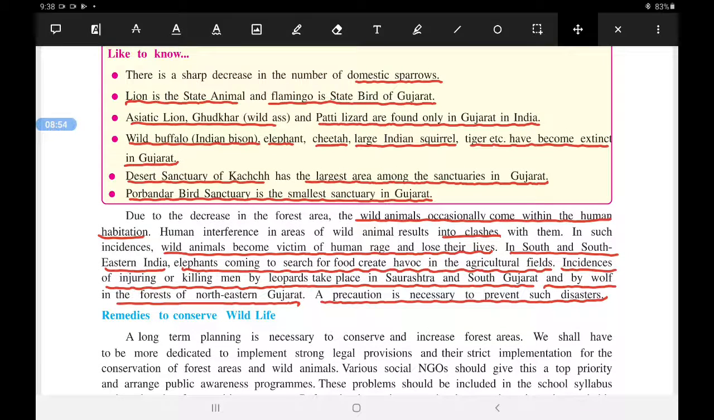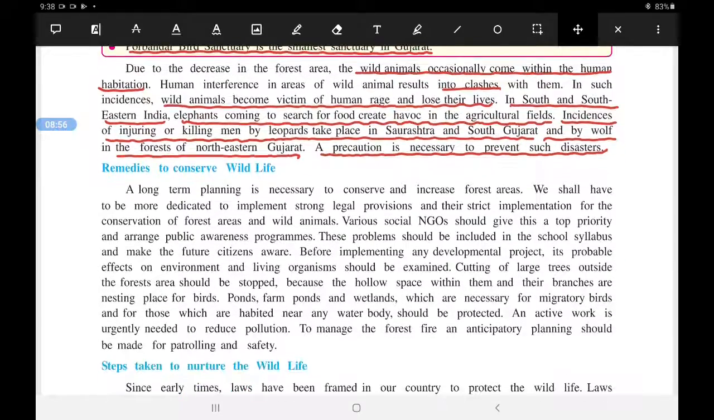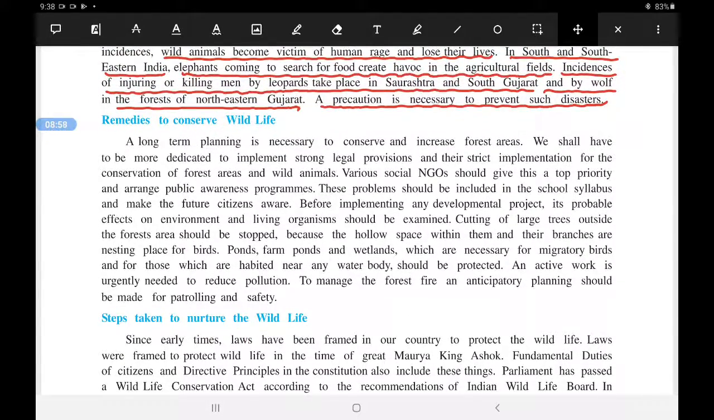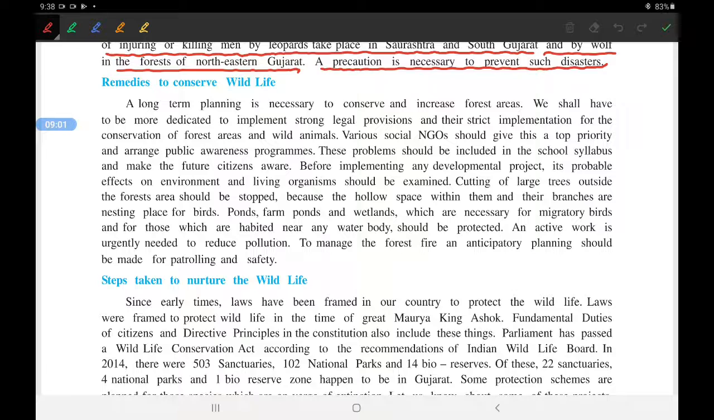Now, what are the remedies to conserve wildlife? How can you conserve wildlife? Long-term planning is necessary to conserve and increase the forest. We shall have to be more careful to implement strong legal provisions, and strict implementation. There should be very strong legal provisions. Anyone who is disturbing or damaging wildlife or the forest should face legal action.